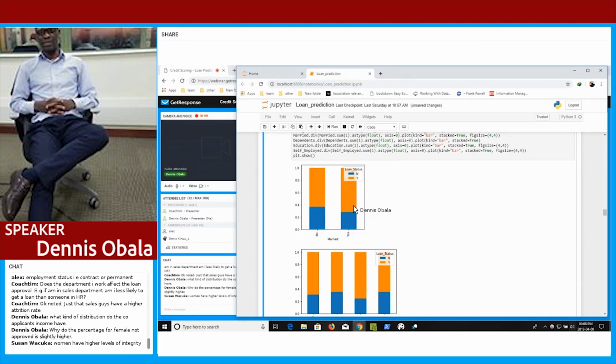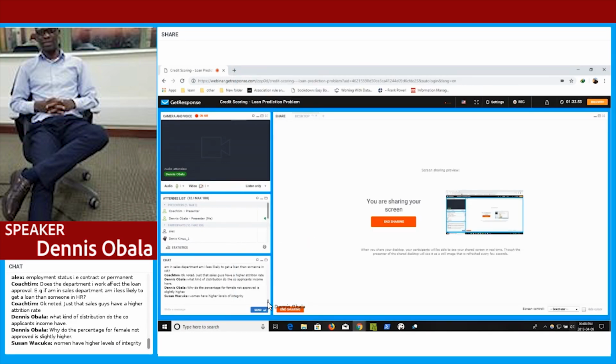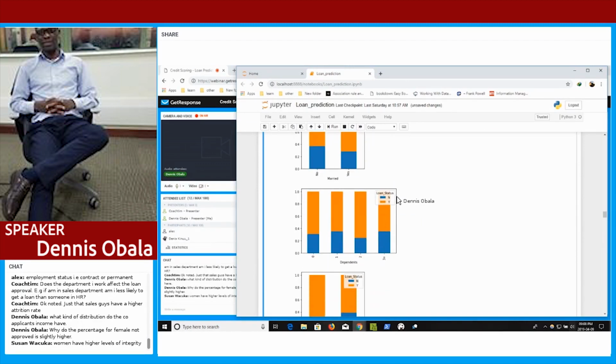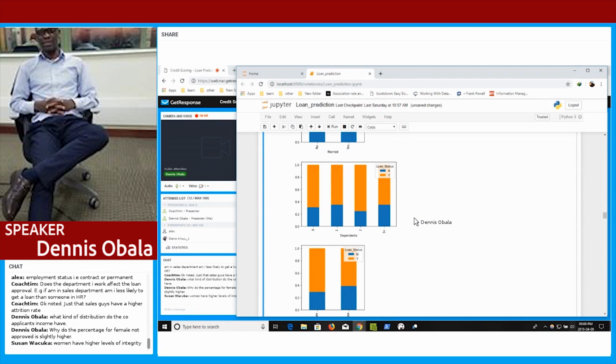Let's start with married. We'll look at whether those that are not married are more likely to be rejected compared to those that are married. As somebody had said here, who had given a hypothesis, those that are married are more likely to be accepted for loans. I don't know who gave that hypothesis. Yeah, Peter, I'm seeing Peter, actually he was right. So when you are married, you are more likely to get a loan compared to those that are not married.